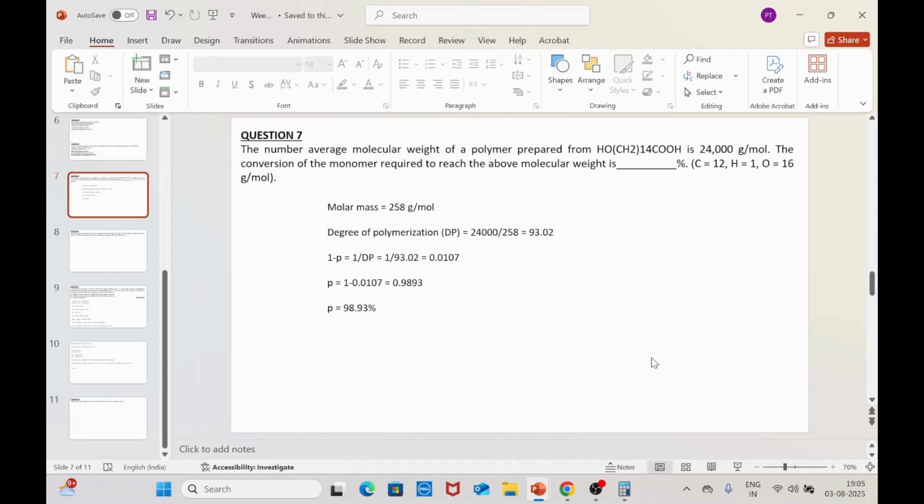Can anyone guess what this error is? Okay, so if that is the case, then what should it be? It's not very complex actually.